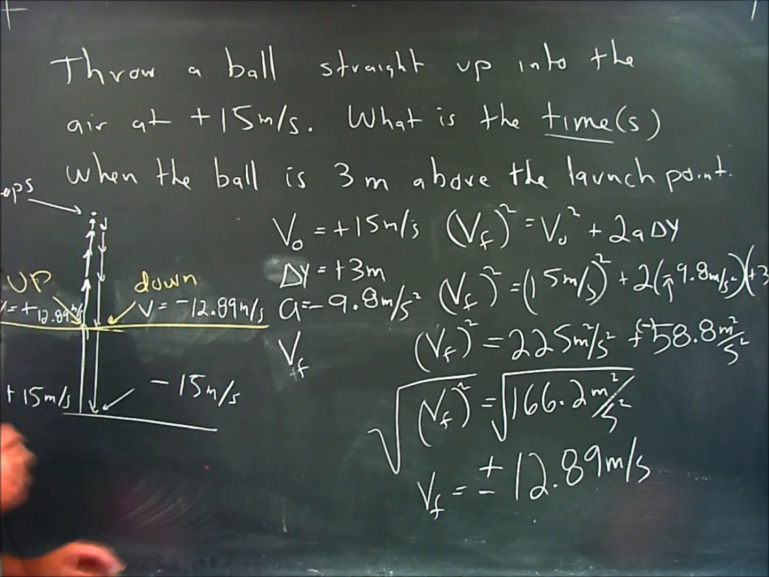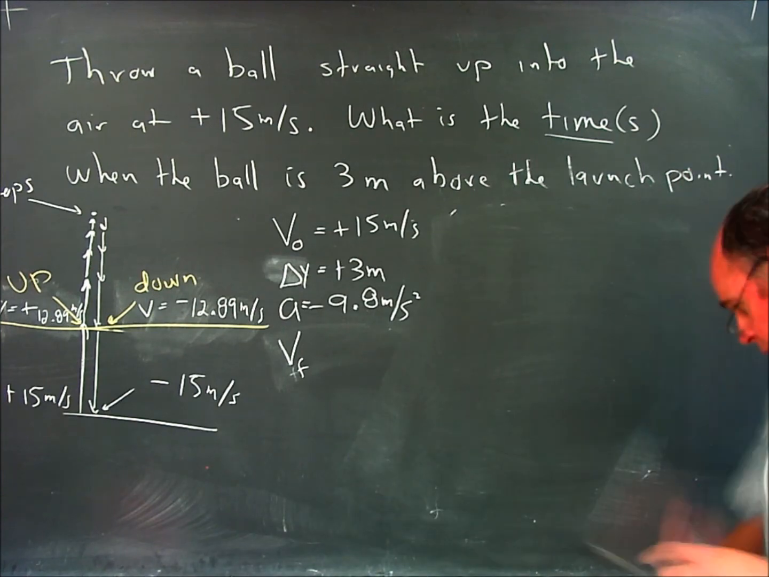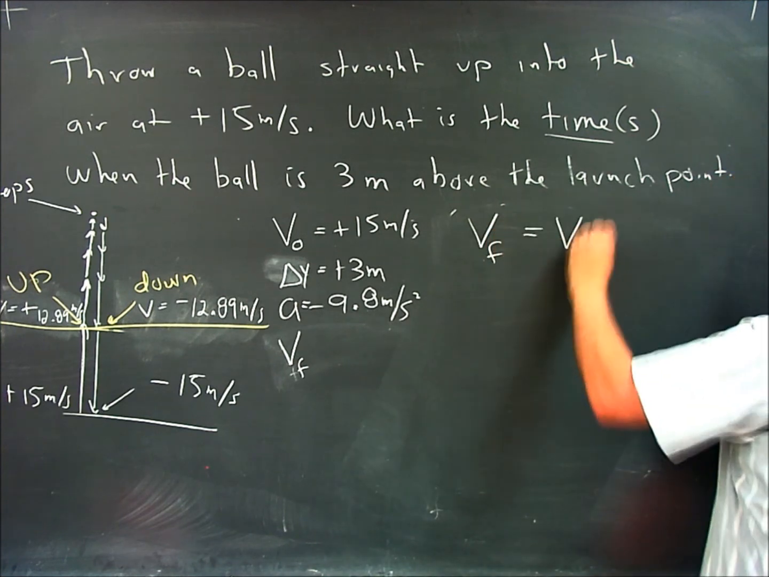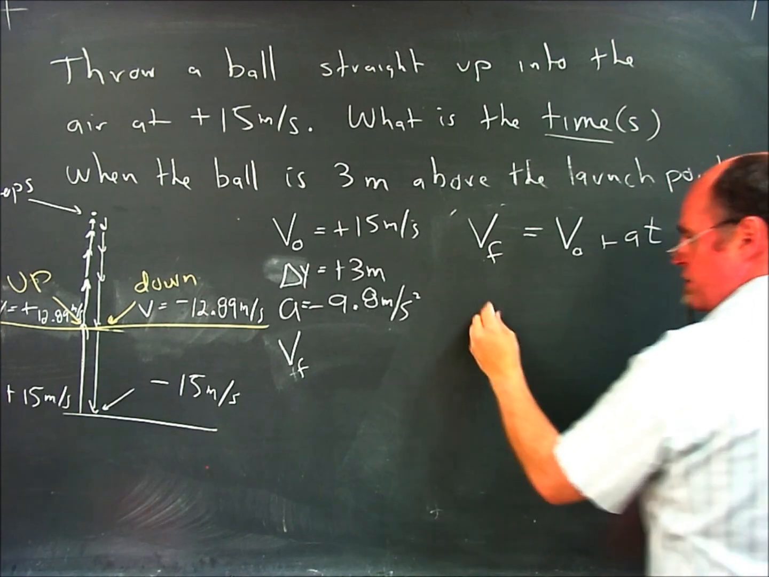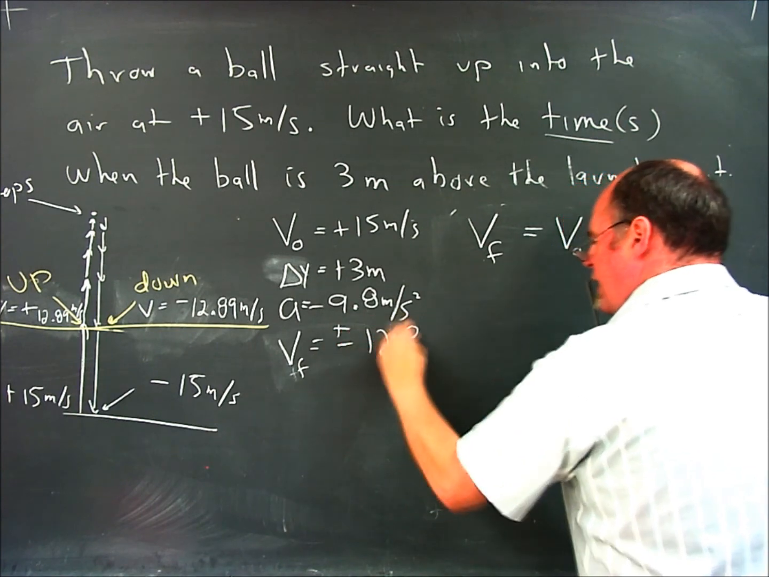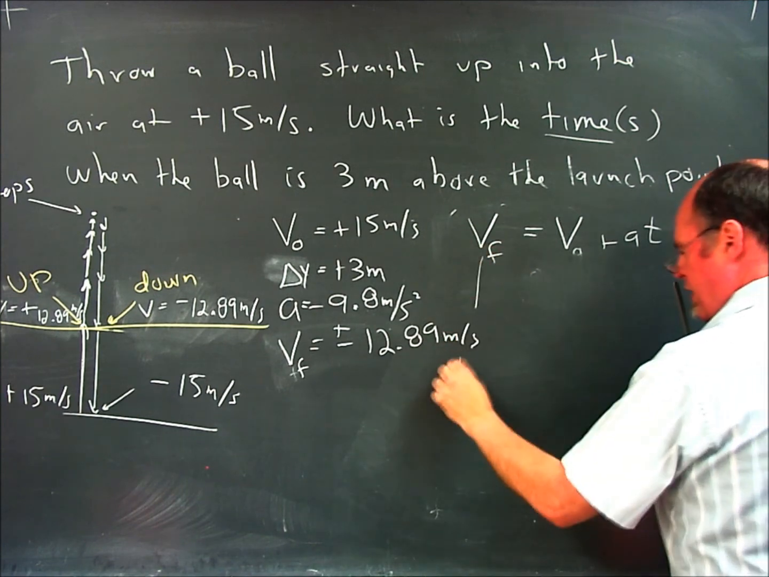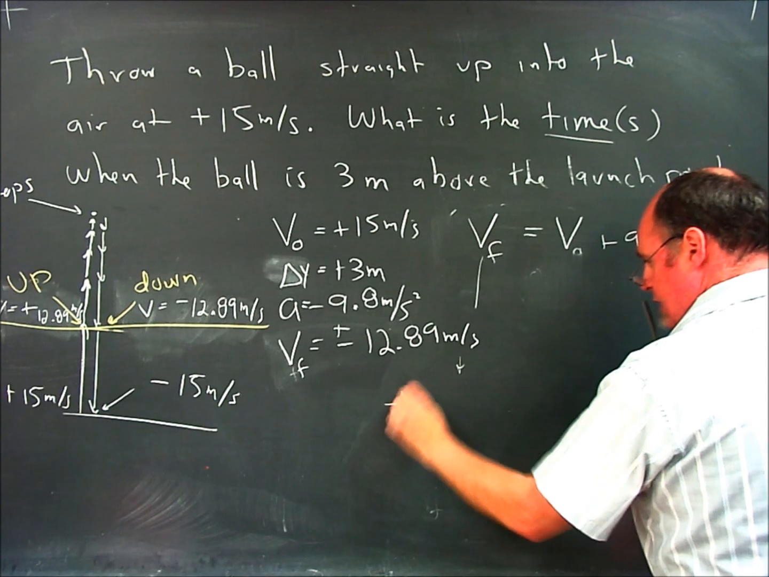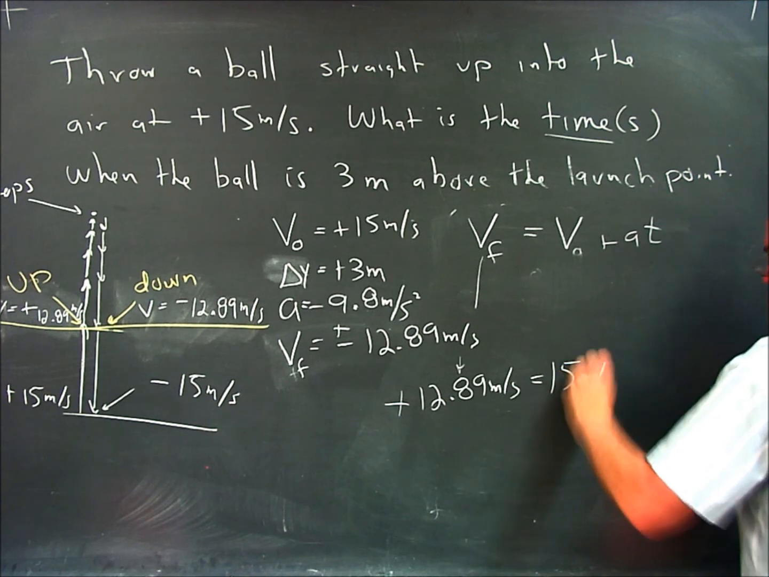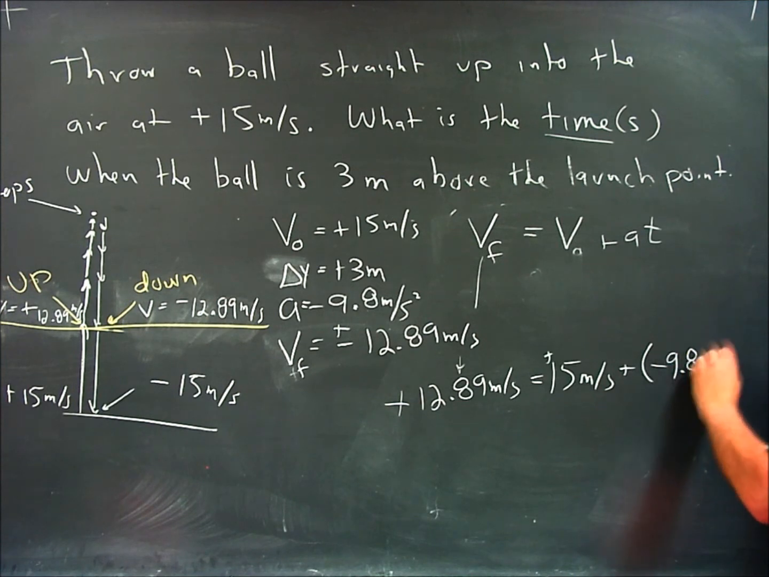Okay. And then I want to know how much time it's going to take to get to this elevation. So I'm going to erase what's on the board. And to figure this out, I'm going to use this formula. The most basic formula we have is V final equals V initial plus A times T. So I'll say the final velocity is plus or minus 12.89. So I'm going to say the final velocity is the plus 12.89. The initial velocity is 15, and that's a plus. The acceleration is negative 9.8. And we want to solve this for the t.